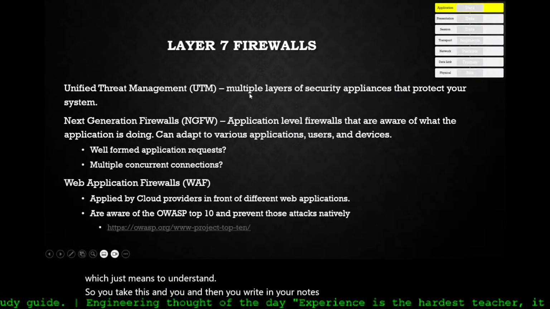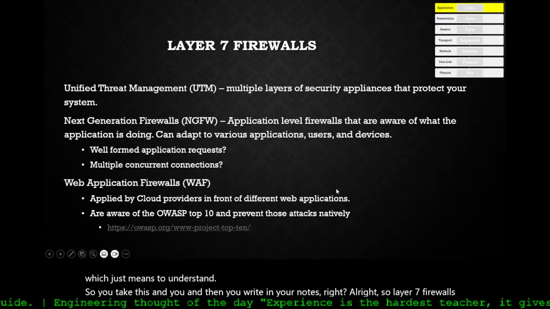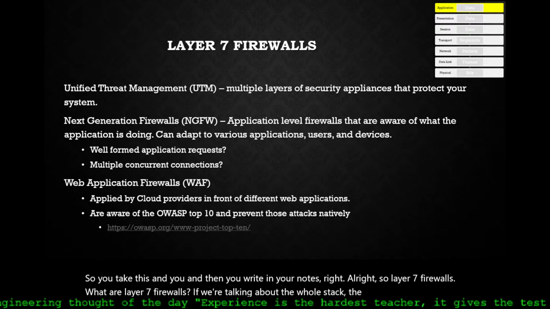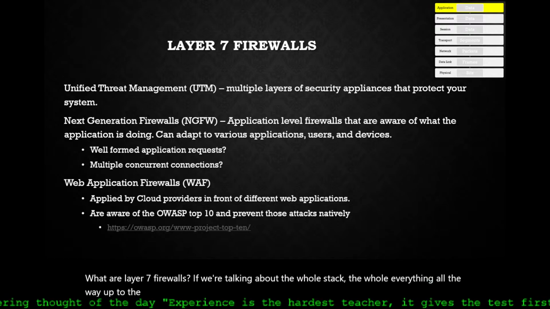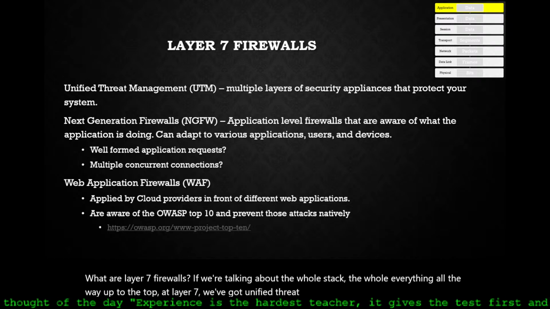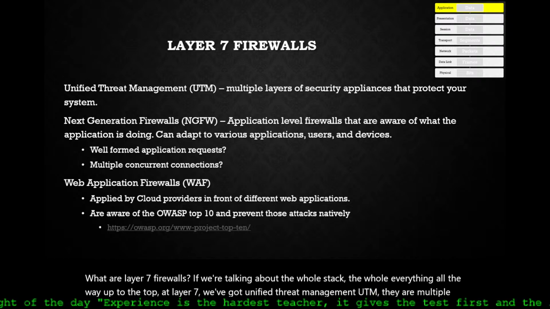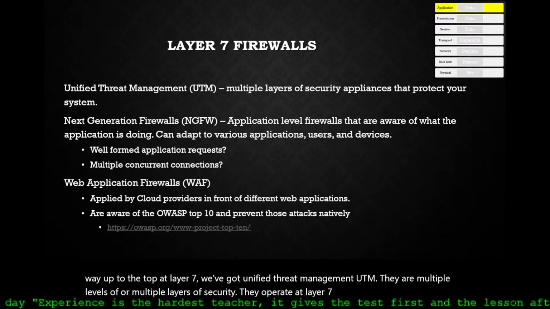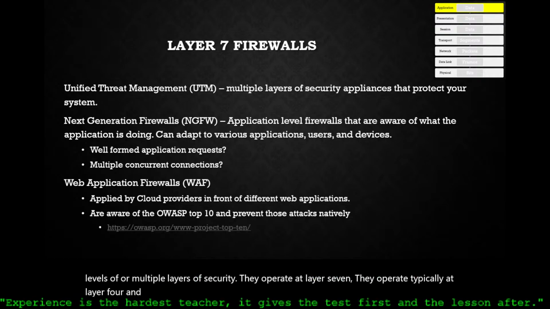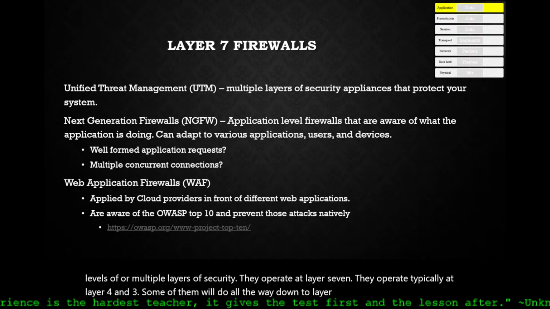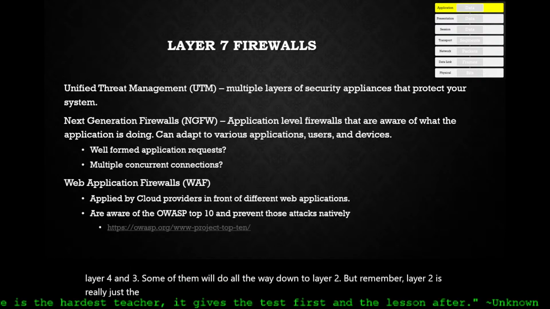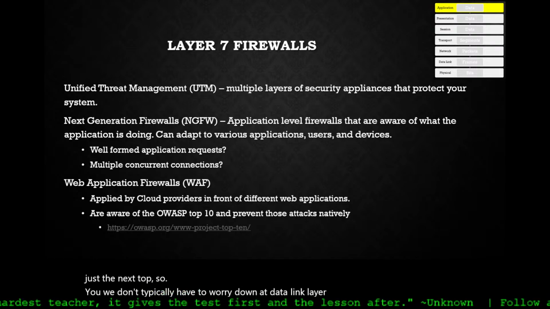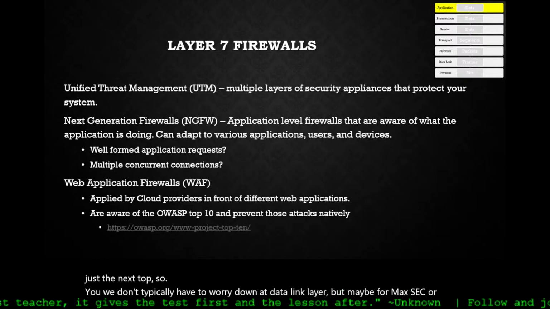All right. So layer 7 firewalls. What are layer 7 firewalls? If we're talking about the whole stack, all the way up to the top, at layer 7 we've got Unified Threat Management, UTM. They are multiple layers of security. They operate at layer 7, and typically at layer 4 and 3. Some of them will go all the way down to layer 2, but remember layer 2 is really just the next hop, so we don't typically have to worry down at the data link layer, but maybe for MACsec or some of your VLAN stuff, that might work.